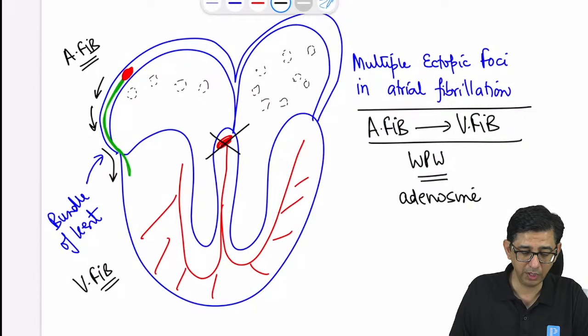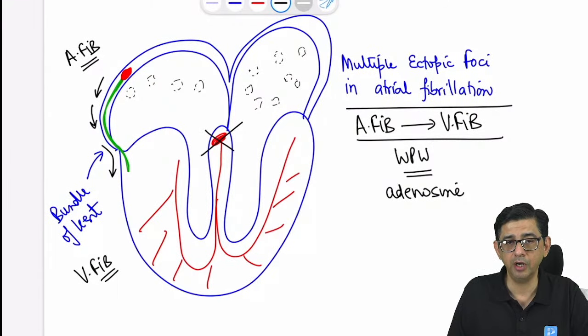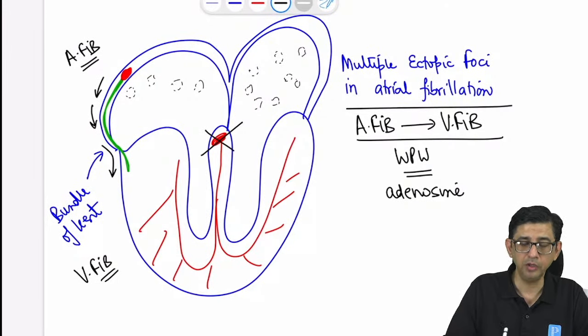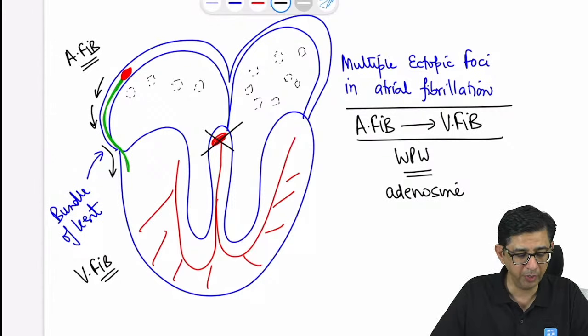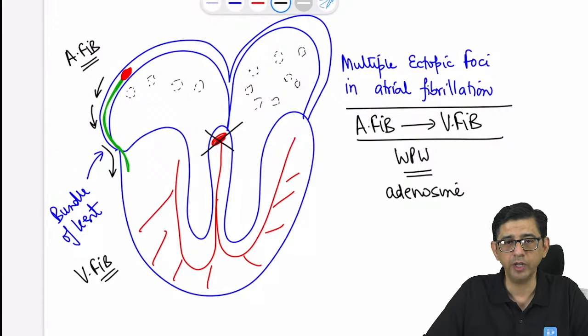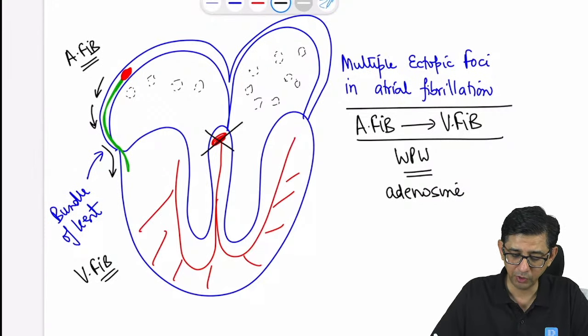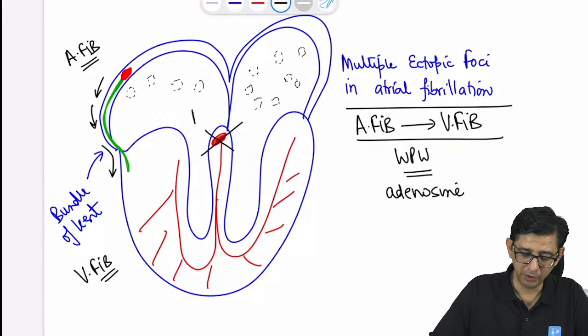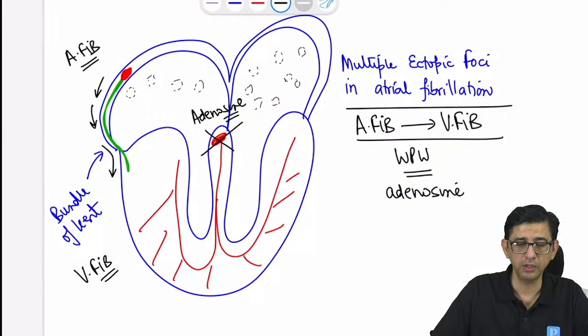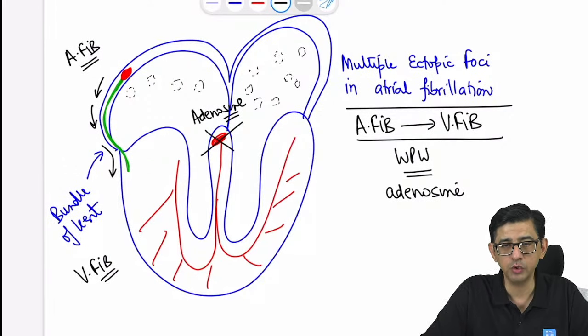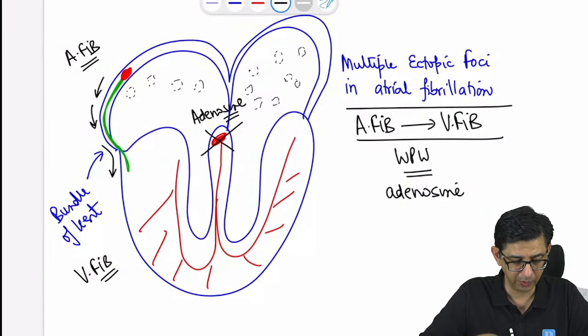so he says adenosine can unmask a hidden bundle of Kent, which may turn out to be detrimental to the patient. So if you want to go the traditional textbook way, I have the diagram in front of you. You are giving adenosine, you are cutting off this conduction at the level of the AV node, and that is when you will force the impulses to go directly into the ventricles, and atrial fibrillation degenerates into ventricular fibrillation. So that is one of the possibilities.